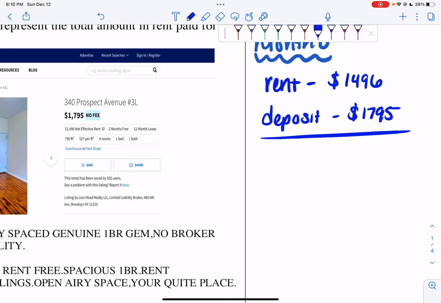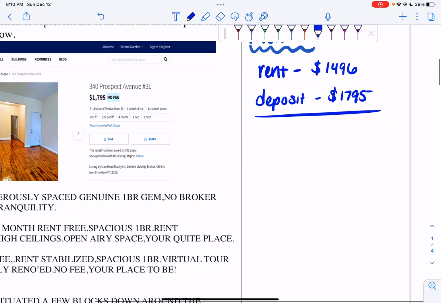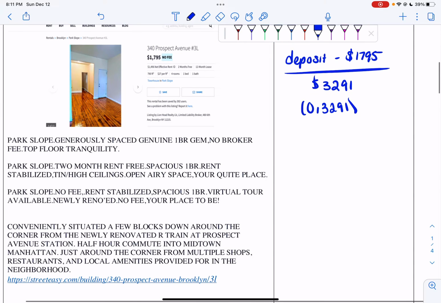Now, to figure out how much we've paid total, we just add those 2 numbers together. And when we add those 2 numbers together, we get $32.91. So I can represent month 0 as (0, $32.91). It's very important that we represent these as ordered pairs. That way we can eventually calculate the slope.